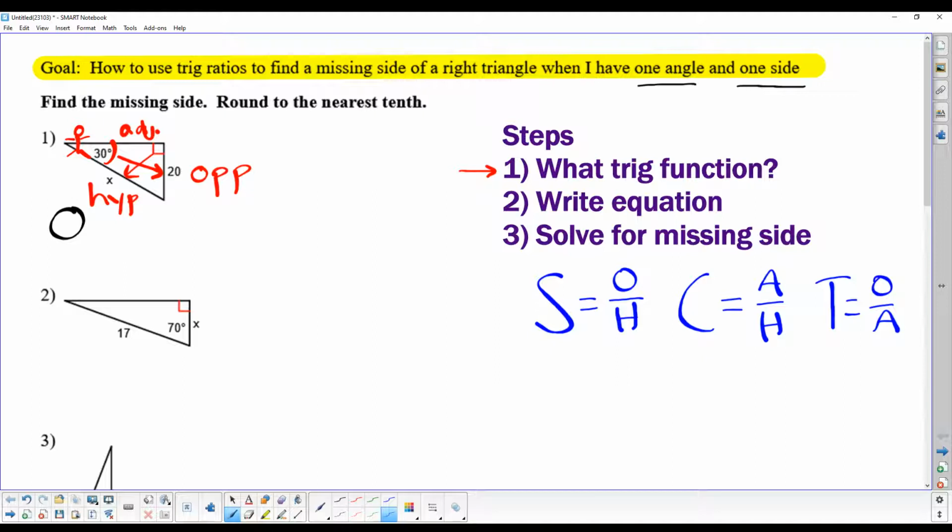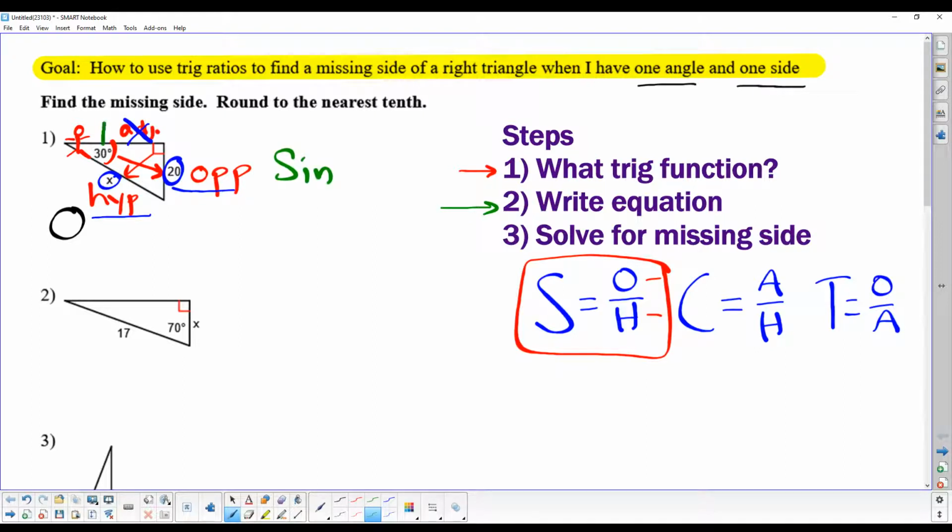So in this situation, I have a 20, which is opposite. I have an x, which is the hypotenuse. I'm not using the adjacent. So I go back over here. I have opposite and I have hypotenuse. There is no adjacent. Therefore, I know I'm using the sine. So step 2, write the equation. The sine, cosine, and tangent are always about an angle. Sine of 30 equals opposite over hypotenuse.